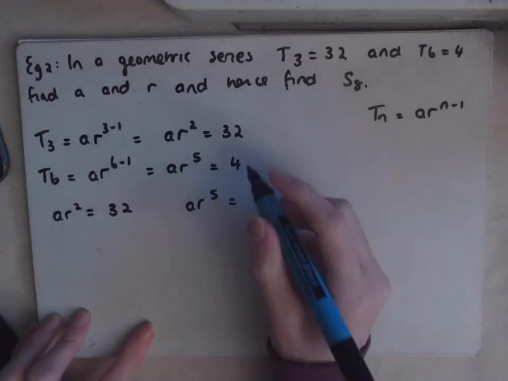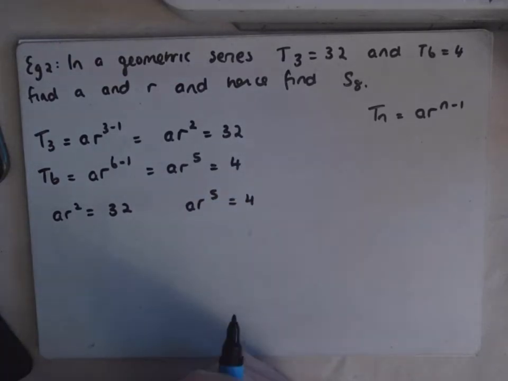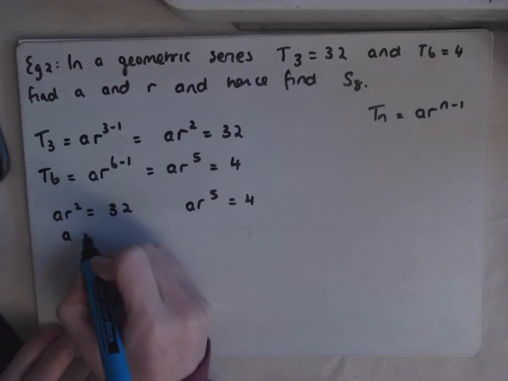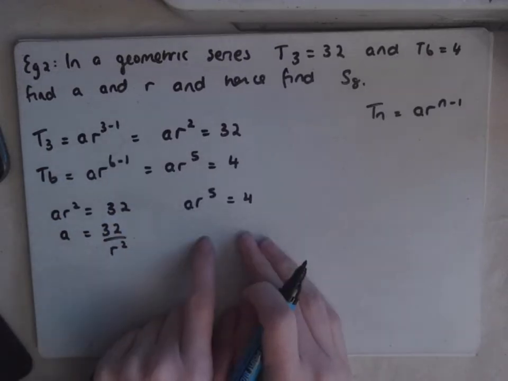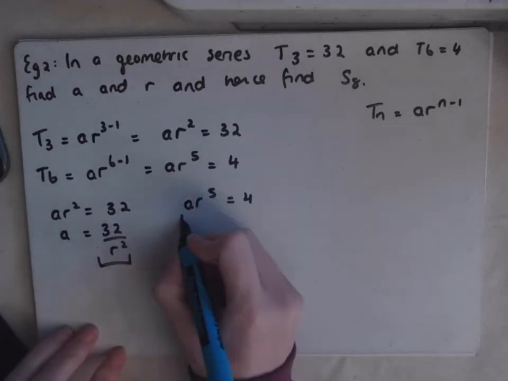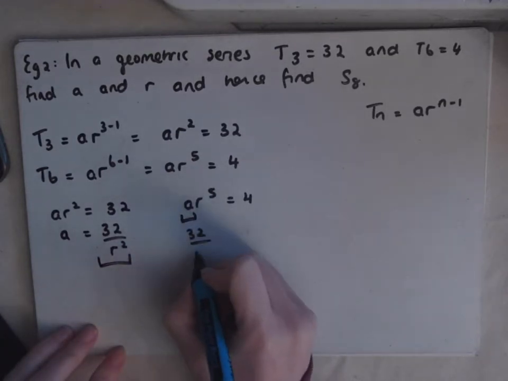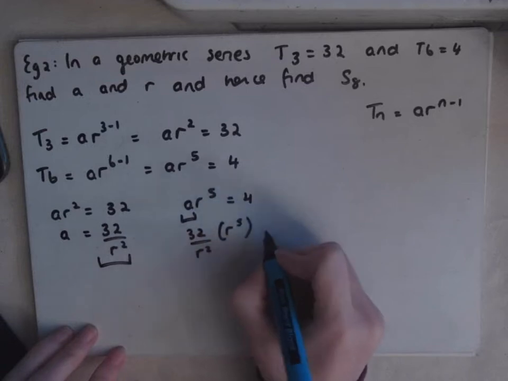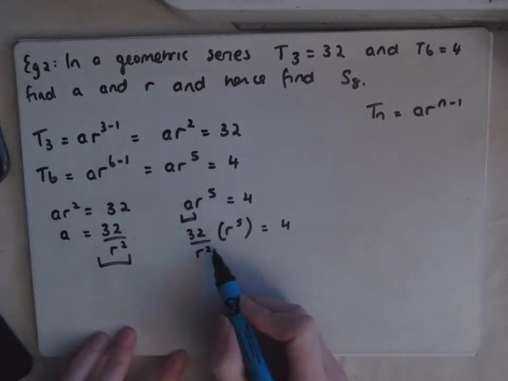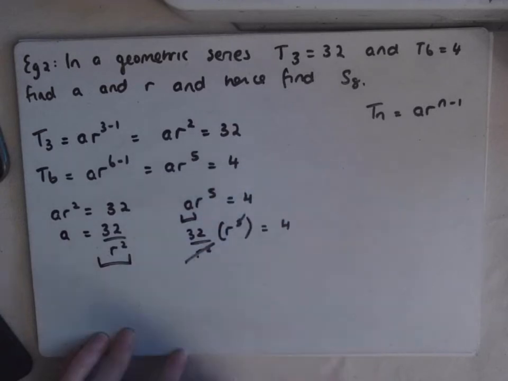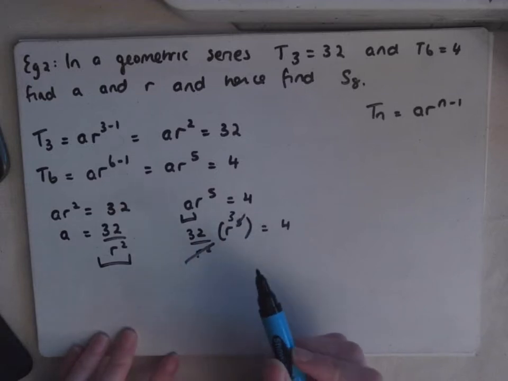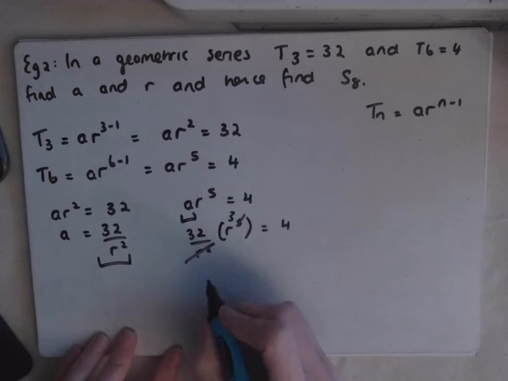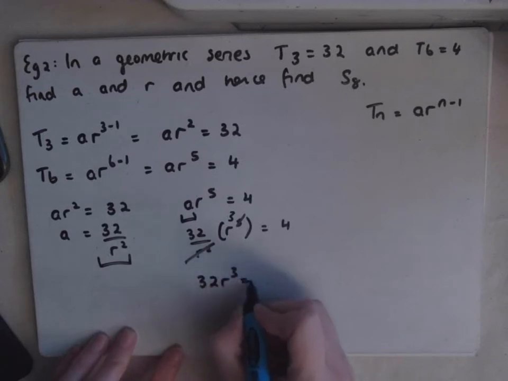Okay, now, easiest thing I think is to get one variable on its own. So I'm going to get A on its own here. So that's going to be 32 divided by R squared. Now over here, anywhere I see A, I'm now replacing with this. Okay, so 32 over R squared by R to the power of 5 is 4. Now, the R squared goes in there and I'm left with a 3. Okay, so remember with indices, 5 over 2, what you do with your powers is you minus them. So 5 take 2 gives you the 3. So this is 32 R cubed equals 4.